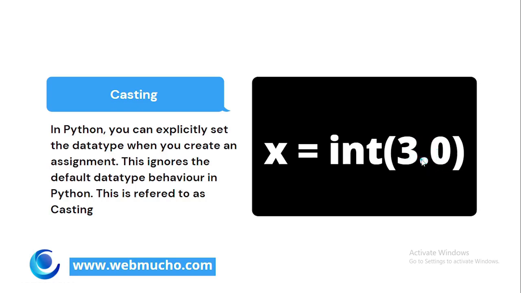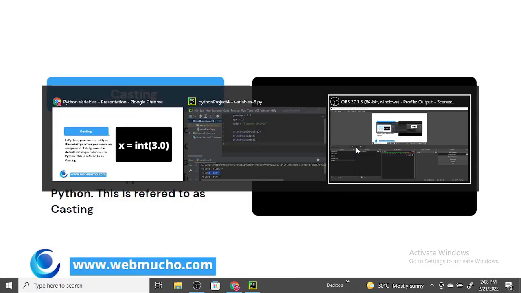There is something that you can do to force data to belong to a particular type. 3.0 is actually a float because it has these precision values, but I can force it to be an integer type. This approach is referred to as casting. It ignores the default type in Python and assigns it the new type that you are specifying.